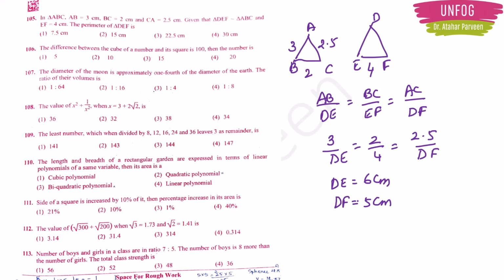So they want you to find out the perimeter, right? So 6 plus 5 plus 4. So this should give you 15 cm. Option 2 should be the correct answer here.